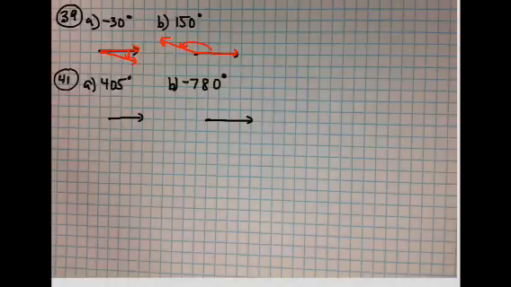So for 41, same thing, we're going to draw angles in standard position. So 405, here's the 0 degrees right here. 405 is 360 plus 45. So here's 360, and then 45 more would be about here.